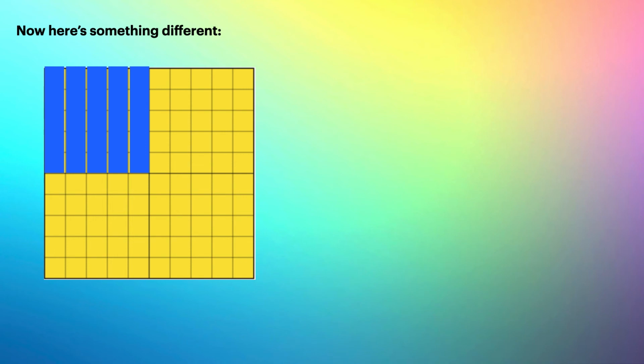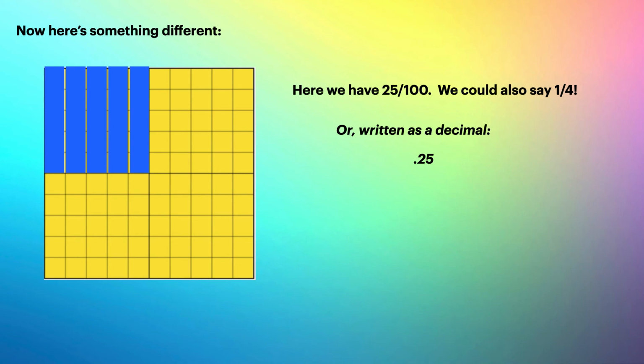But sometimes we see that decimals are drawn this way. How many do you see shaded in here? If we were to count by fives, 5, 10, 15, 20, 25. So we have 25 hundredths, but we could also say 1/4. If we wrote this as a decimal, we would write 0.25 or 25 hundredths.